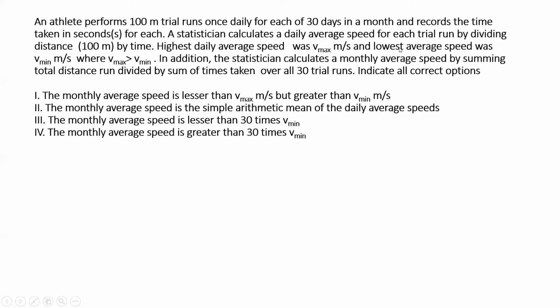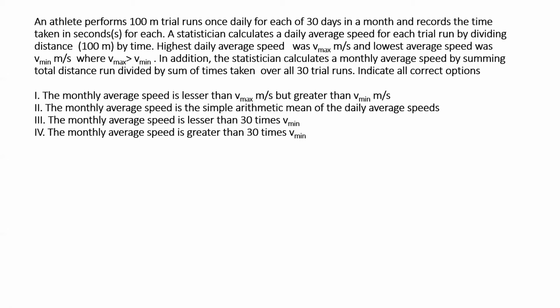An athlete performs 100-meter trial runs once daily for each of 30 days in a month and records the time taken in seconds for each. A statistician calculates a daily average speed for each trial run by dividing distance by time.